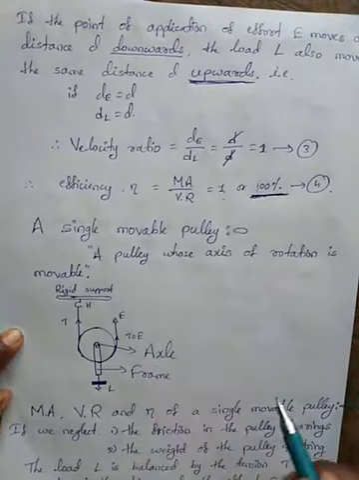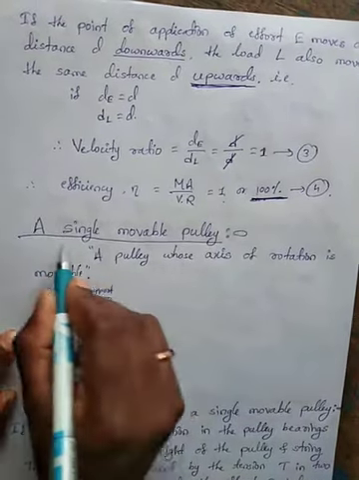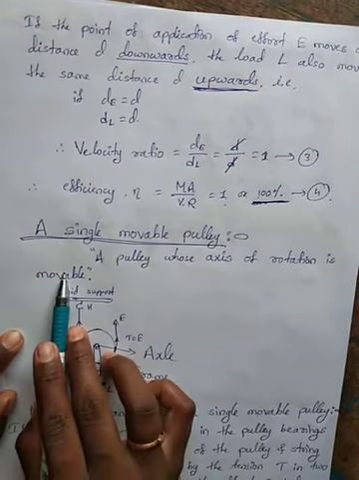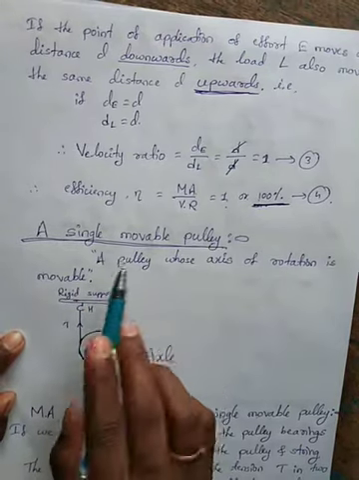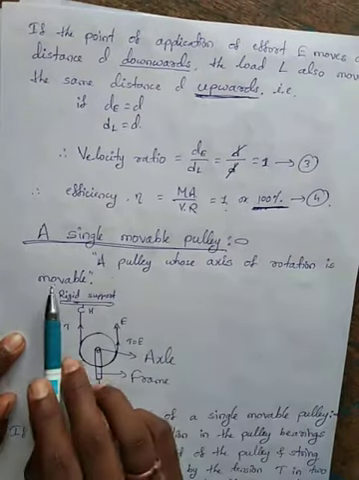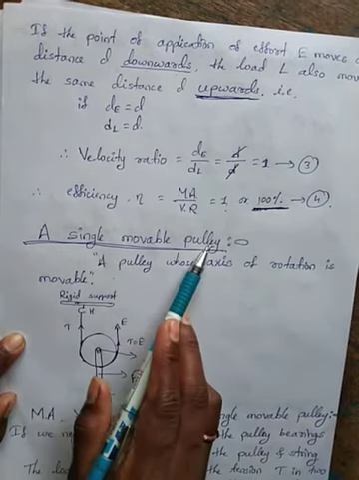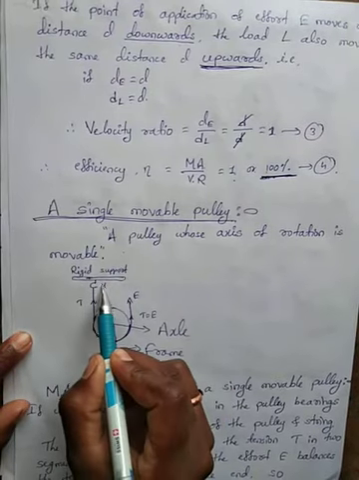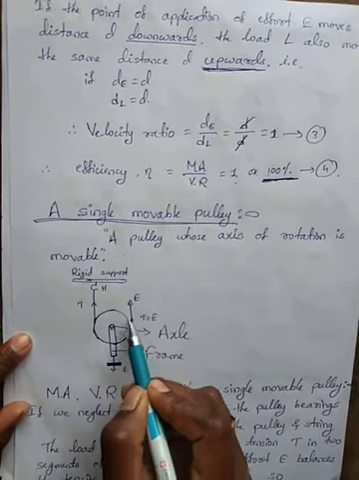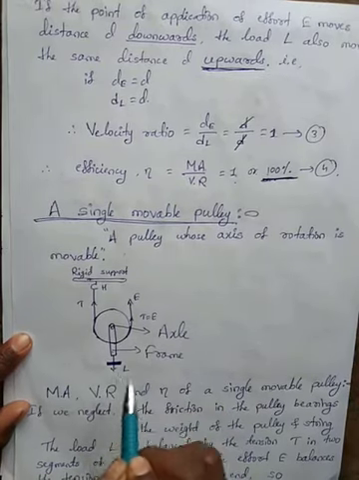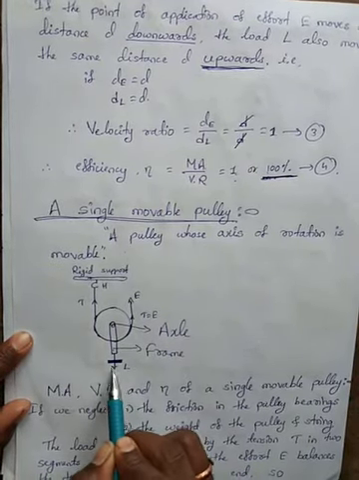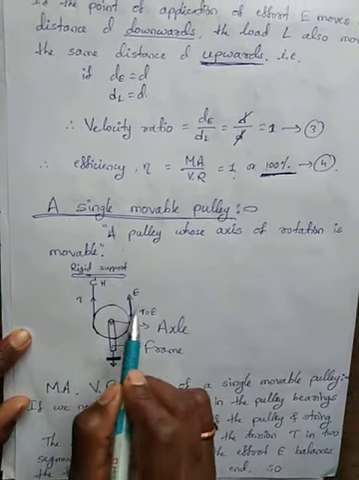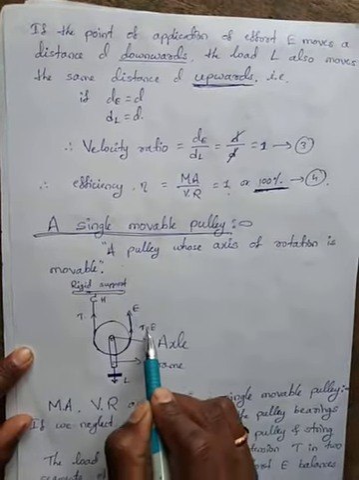Next, the single movable pulley. A pulley whose axis of rotation is movable is called a single movable pulley. See in this diagram, this one is a rigid support, this H is the hook, and this is the grooved rim, this is the axle, this is the frame, and here is the load. And here is the effort. T is the tension in this string. Here tension is equal to effort.